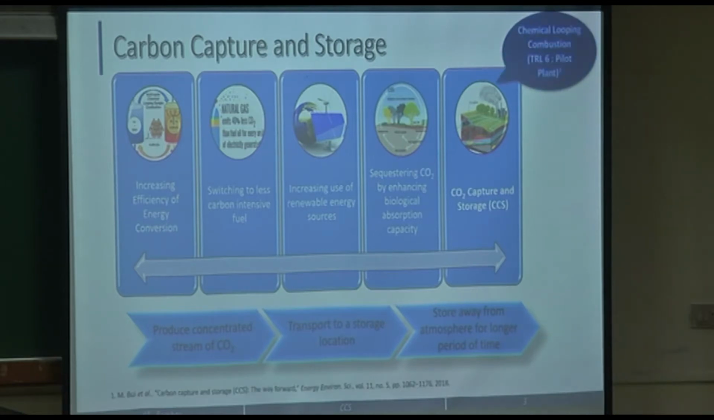So chemical looping combustion falls under the category of carbon capture and storage, CCS, and its technology readiness level for 2018 was 6, that is, it is at pilot plant level. I will come to this point.